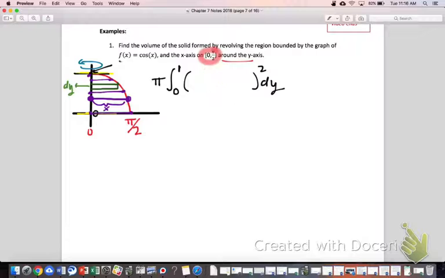Yeah, there we go. I know from before that y equals cosine of x. So then how could I transform that to being x in terms of y? Inverse cosine. Inverse cosine of both sides. That would give me inverse cosine of y is equal to x. So then instead of an x in there, I could just put in inverse cosine of y.